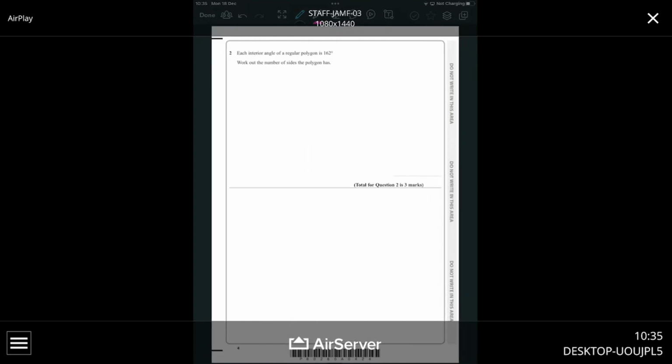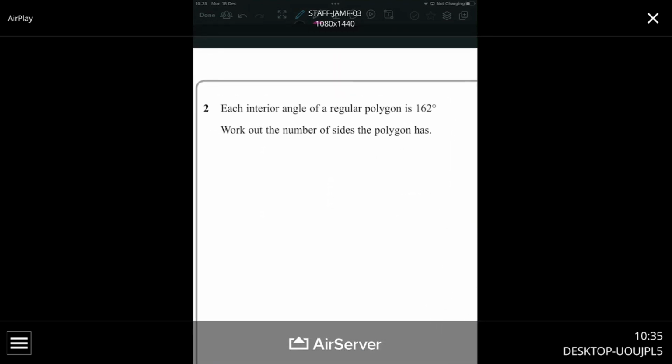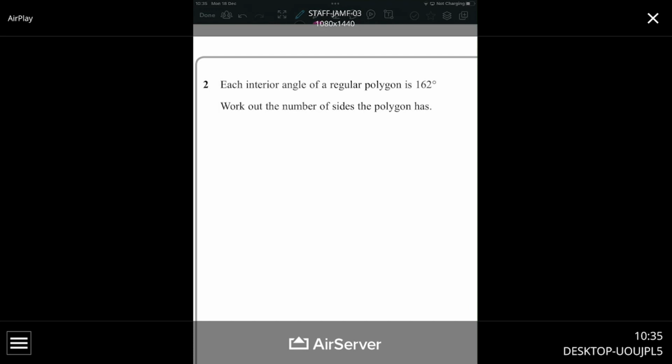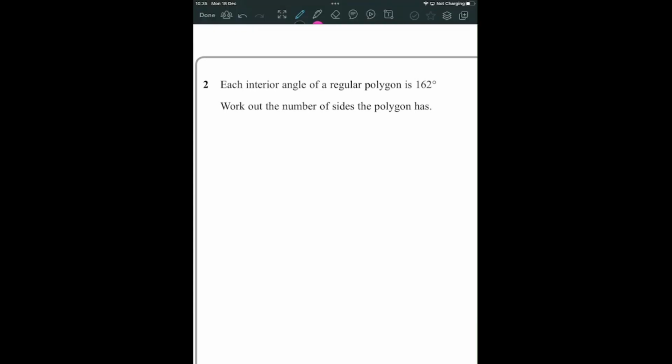Question 2. We have now our polygon question. We have interior angles. A regular polygon has an interior angle of 162, and we want to work out the number of sides. So there are two formulas that will be useful. Either we could use the interior angle is (n minus 2) times 180 over n. But you'll notice that formula is quite ugly.